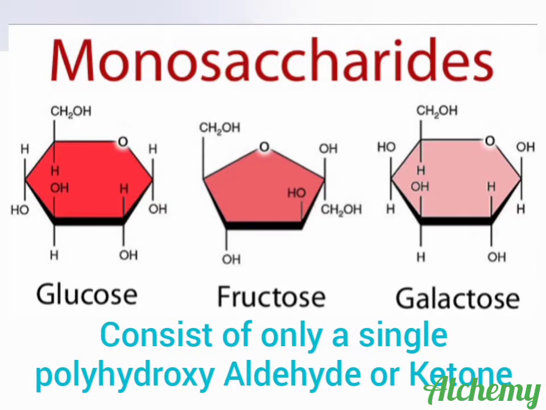Monosaccharides consist of only a single polyhydroxy aldehyde or ketone. The main examples are glucose, fructose and galactose. They exist as single entities. They are not joined together. So they are called monosaccharides.